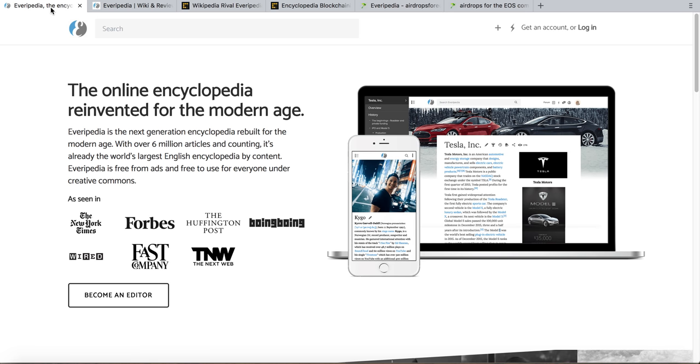So what do you think about this project? Do you think this will disrupt the current online traditional encyclopedia ecosystem?